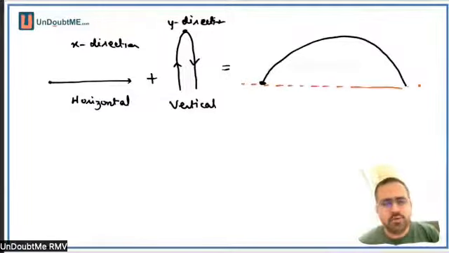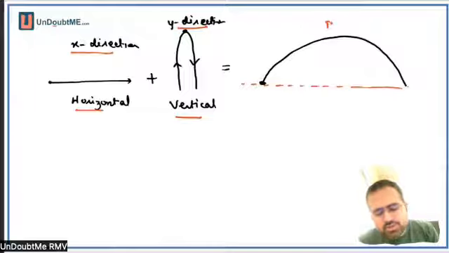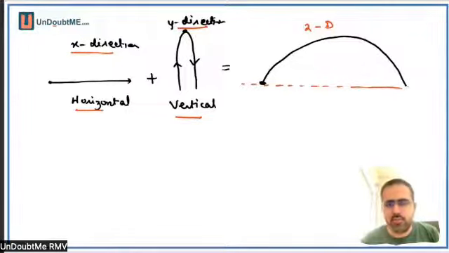Okay, now in projectile motion, what are we doing? We are combining X motion and Y motion. We are combining horizontal and vertical. So that's why we can call it a 2D motion. Projectile is an example of a two-dimensional motion because it is moving in a plane. Literally, there are two things happening simultaneously.